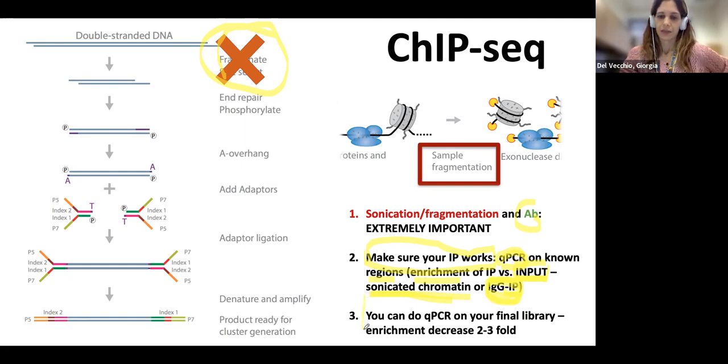And then a good practice in ChIP-seq is also to perform PCR, but we need to be sure about how many cycles we need. So qPCR will be better, because every time we perform a PCR cycle, the enrichment we obtained during the immunoprecipitation decreases by 2-3-fold.